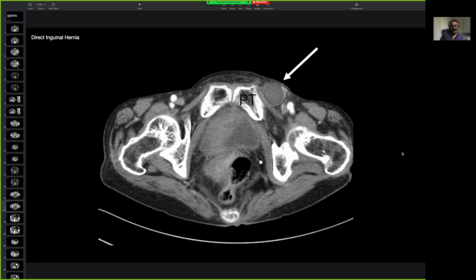And oh, it's a direct inguinal hernia. Maybe they saw it surgically, but on CT you cannot diagnose between direct or indirect, but an inguinal hernia nonetheless.